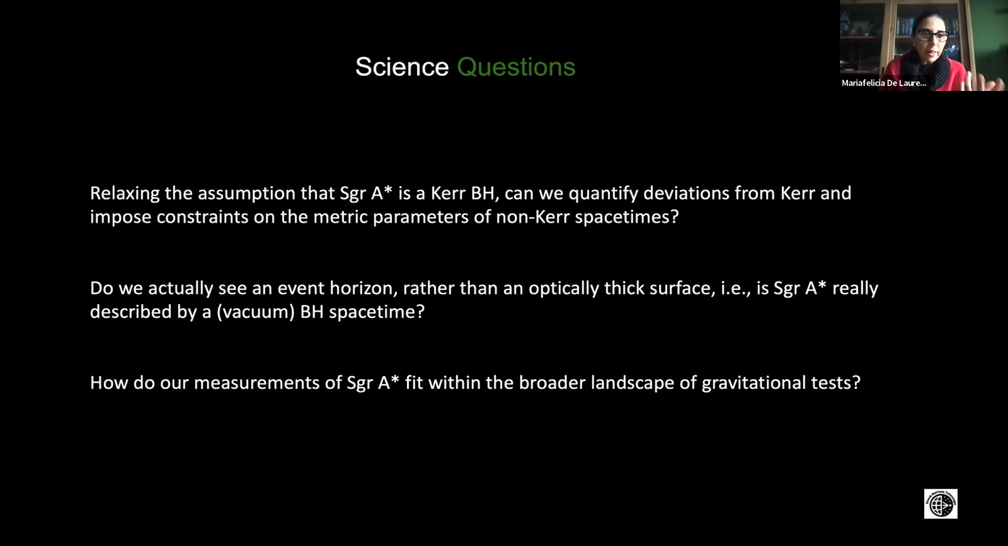What we asked ourselves is, if we relax the assumption that Sagittarius A* is a Kerr black hole, can we quantify this deviation or impose some constraint on alternative models? Another nice question, because many papers were written in the past about the possibility that Sagittarius A* might not be a black hole, but a crazy exotic object. The second question was, is Sagittarius A* really described by a black hole space-time? And how do all our measurements fit in the broader landscape of gravitational tests?